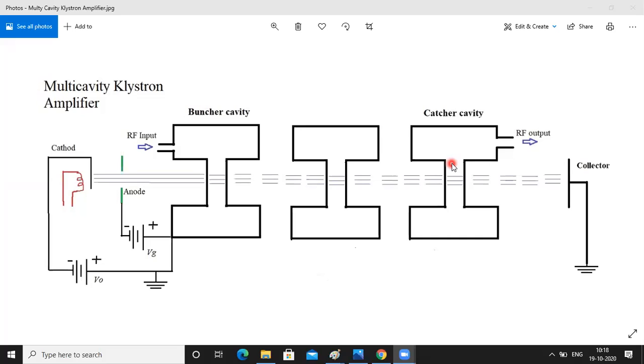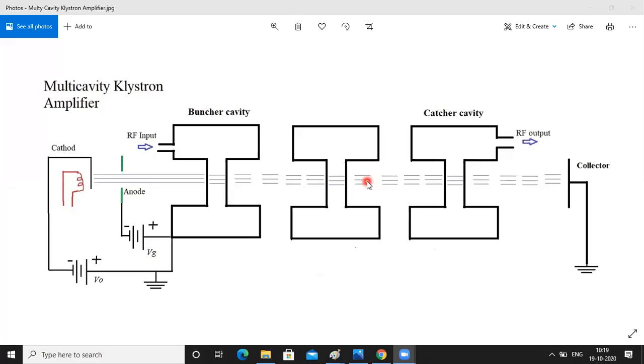So the Klystron amplifier has been built with as many as how many tubes? How many intermediate tubes can we have? Generally 5 tubes are there, that is the intermediate tubes. To have the power amplification, generally not more than 5 tubes are used. So multi-cavity means there may be 2, 3, 4, 5, whatever the number of cavities are there. Generally as many as 5 cavities can be used.